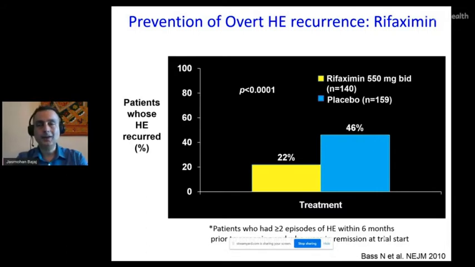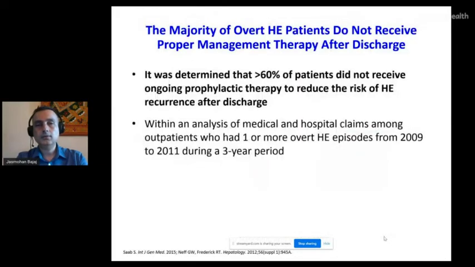So where's the problem? Why isn't everyone on rifaximin or lactulose? More than 60% of patients did not receive ongoing prophylactic therapy to reduce the risk of HE recurrence after discharge. Many patients that we see and publish are in tertiary care centers, which we hope, and I can tell you in the future slides, even that is not correct. We want to make sure that we consolidate the gains that we actually have. These are clearly published data. These are approved by most authorities, drug authorities across the world. You want to make sure that patients who are discharged with a diagnosis of overt hepatic encephalopathy have at least some medication on board, not for a limited time, but forever.